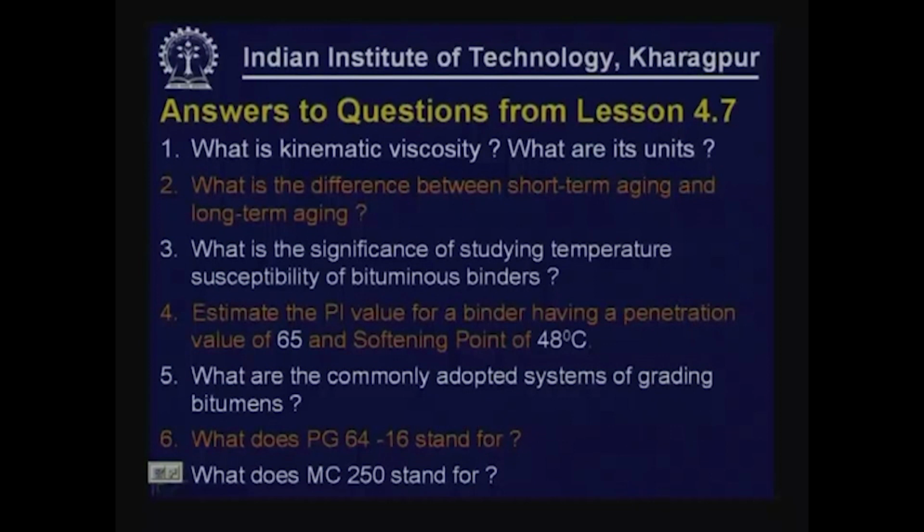What are the commonly adopted systems of grading bitumen? Bitumens are normally graded in terms of penetration, in terms of viscosity, and also there is another system known as the Superpave grading system, in which maximum service temperature and minimum service temperature are taken into consideration. Question 6. What does PG 64 minus 16 stand for? PG 64 minus 16 refers to a binder that would perform satisfactorily for a maximum service temperature of 64 and a minimum service temperature of minus 16. Within that range, this binder is going to be satisfactory.